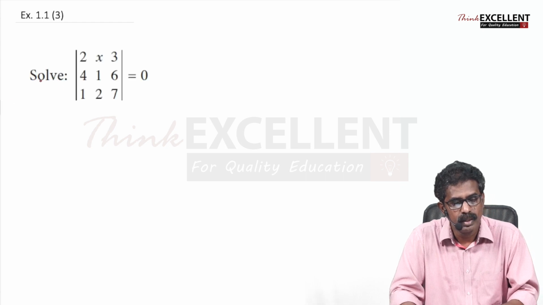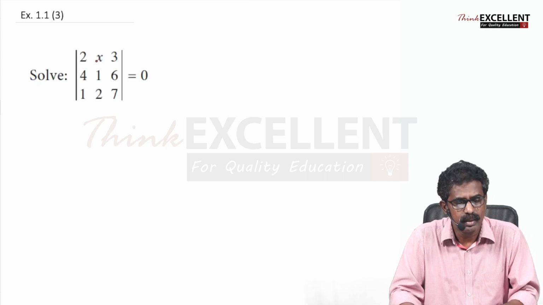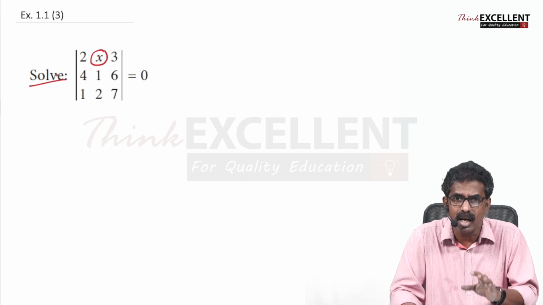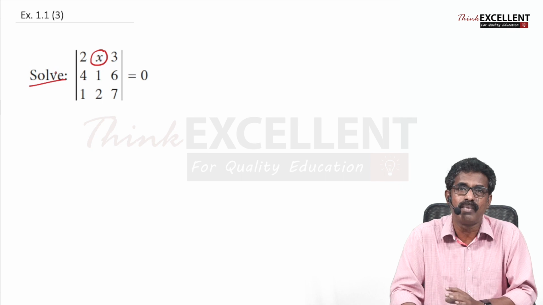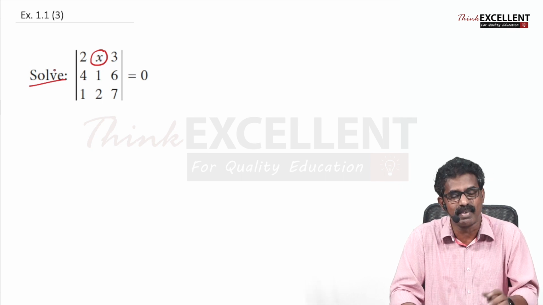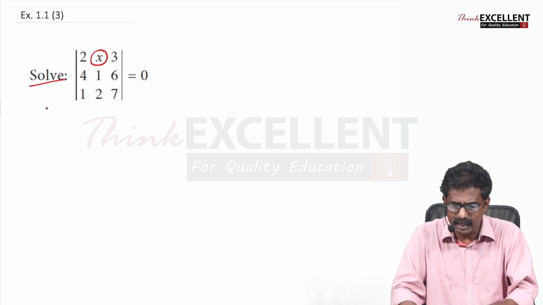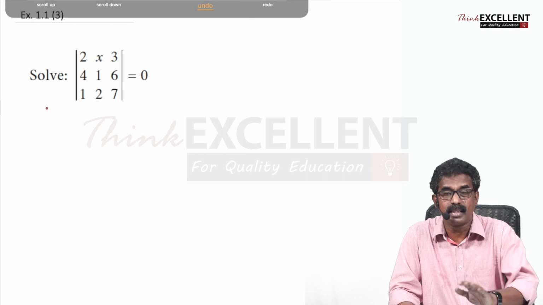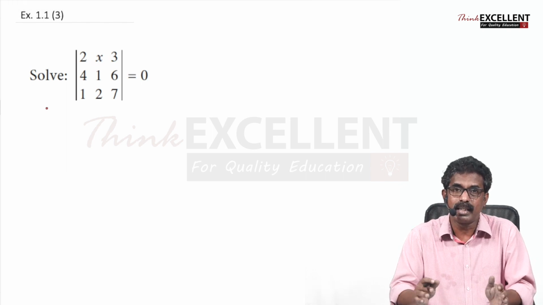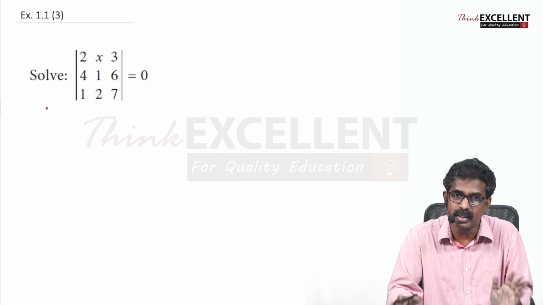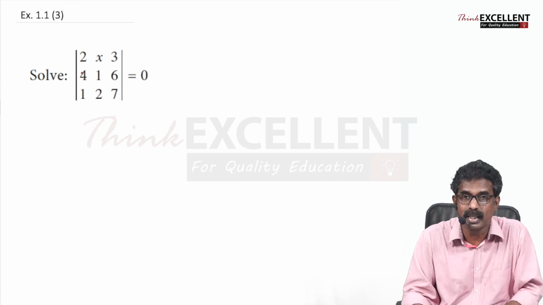So look at this question. One determinant is given, there is an unknown. What's the unknown? X. The question is solve. Solve means you find the value of the unknown. That's all. You have to find the X value. So what do you do? Just expand it, that's all. Expand it and the right side is equal to what? 0. Expand, equate with 0. You will get an equation, find X. That's all. So you know how to expand it, right?